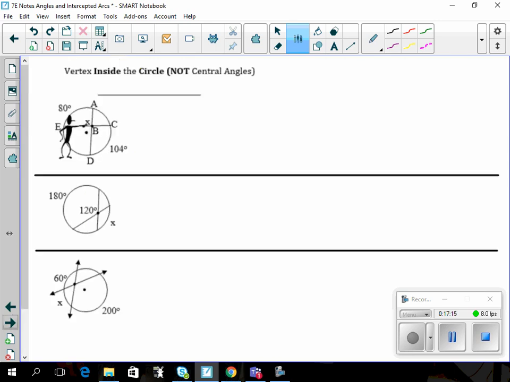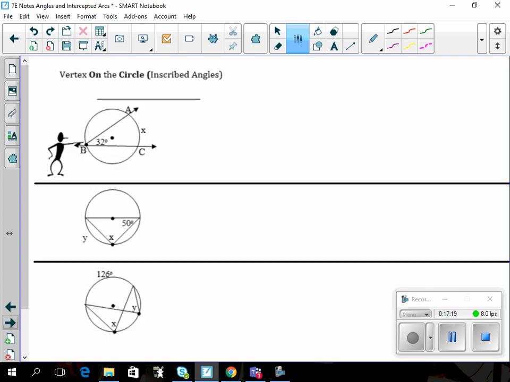We're going to skip the next case and do that last, okay? So we'll come back to this one. But let's talk about a different kind of angle that we already know about, and that's inscribed angles. Again, where is the vertex in an inscribed angle? On the circle. That's really important.